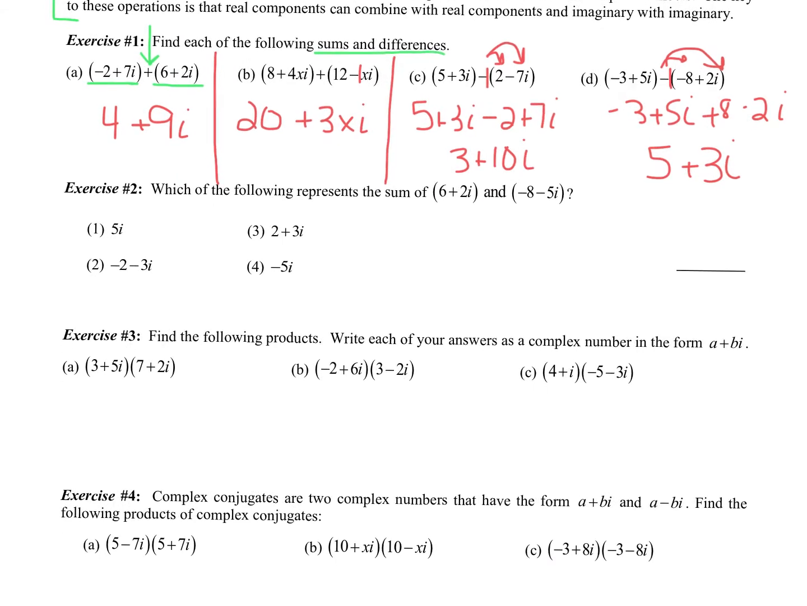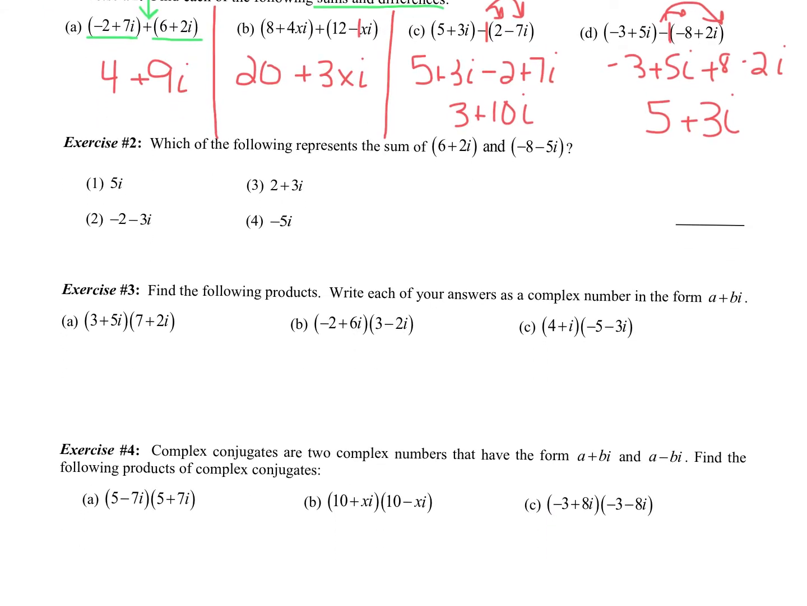Here's a multiple choice question that's very similar. So I'm adding these two complex numbers together, right? Sum. So we get -2 minus 3i here when I combine those together.